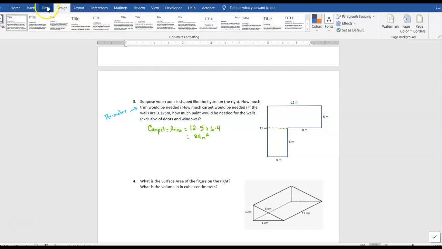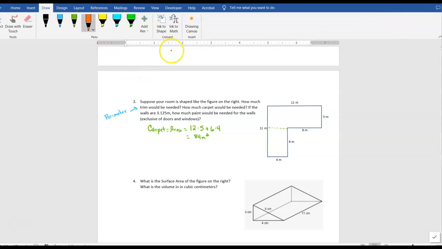All right, so now, if the walls are 3.125 meters tall, how much paint would be needed for the walls? So the paint is actually going to be surface area. And so again, we want to figure out, if this wall is 3.125 meters, we want to paint the wall. So the wall is going to be 12 by 3.125. So each one of these is going to be 3.125 meters tall.